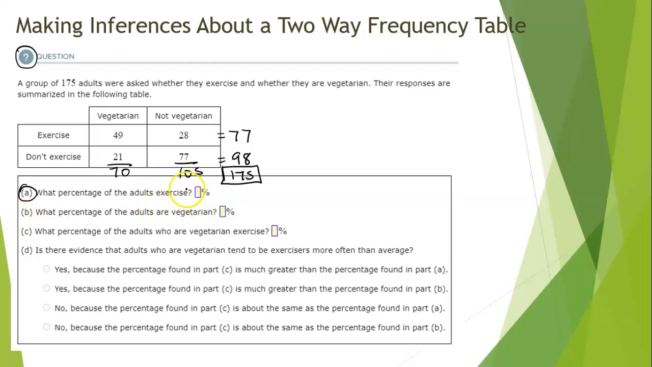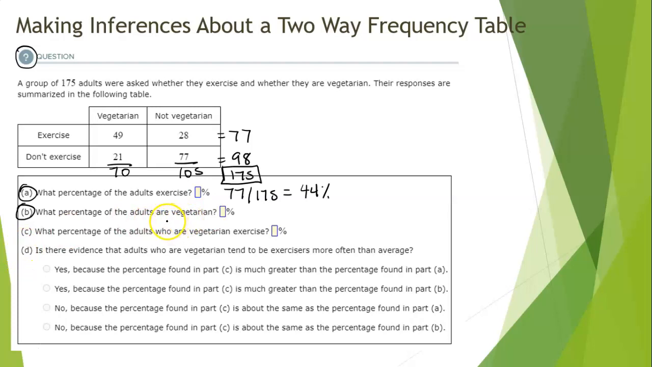All right, the question asks, what percentage of the adults exercise? Well, 77 out of 175 exercise. So we do 77 divided by 175. That gives me 0.44, which is 44%. You pause the video and try B on your own.